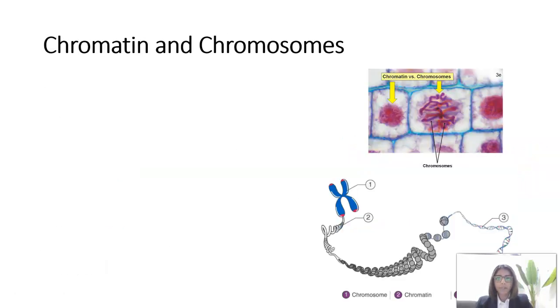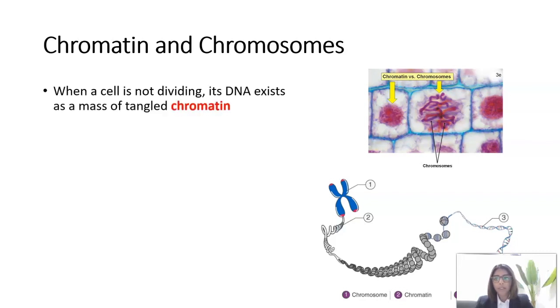Now, there are a lot of words that sound very similar here, so let's just go through them. So the next two we're going to be looking at are chromatin versus chromosomes. So chromatin is almost like an unraveled ball of wool. So it's this tangled mass of DNA that isn't all neatly wound up.